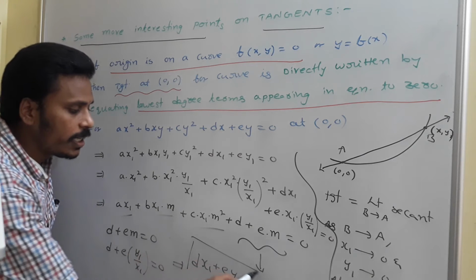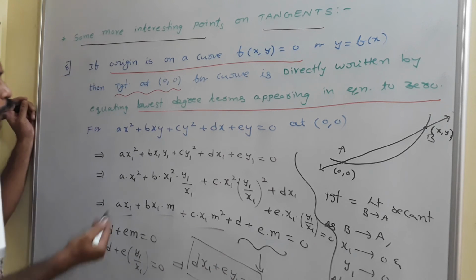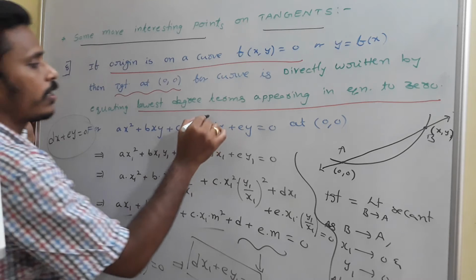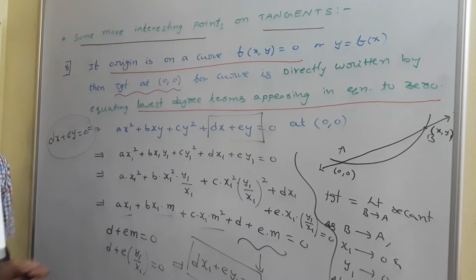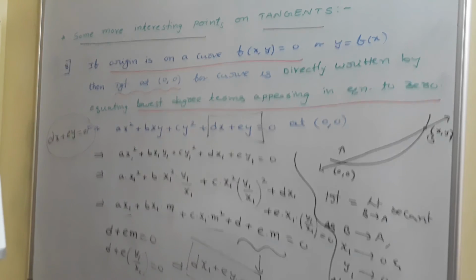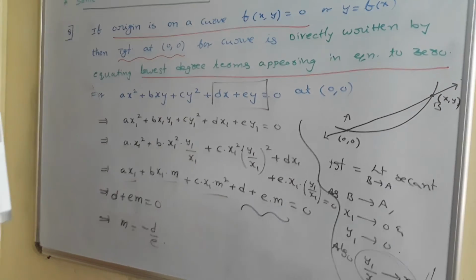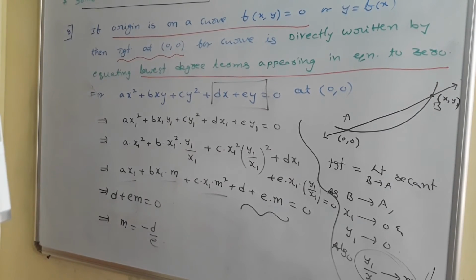So that d x1 plus e y1 is equal to 0 is simply nothing but the tangent equation at the end: dx plus ey is equal to 0, which are the lowest degree terms of this equation, acts like a tangent for the given curve. Just have a look. I will give you one explanation once again. If you have any doubt, just mention it.